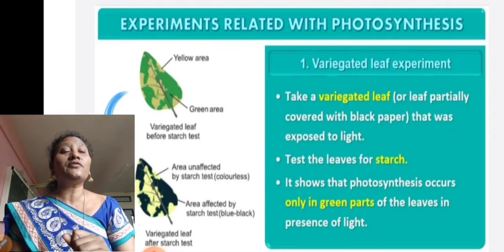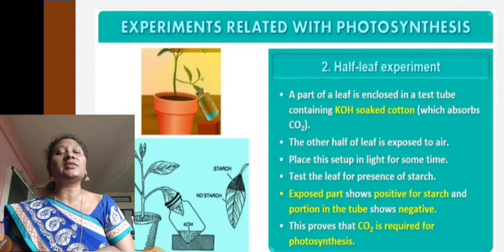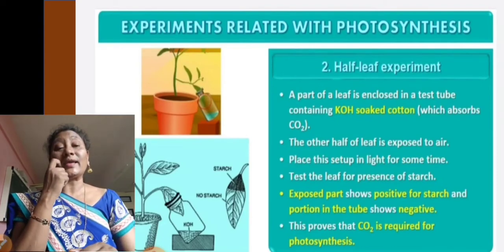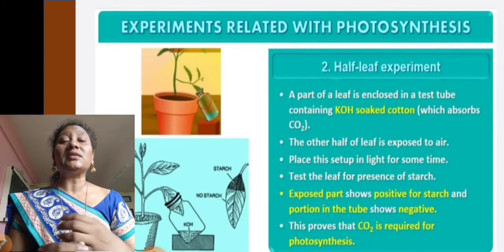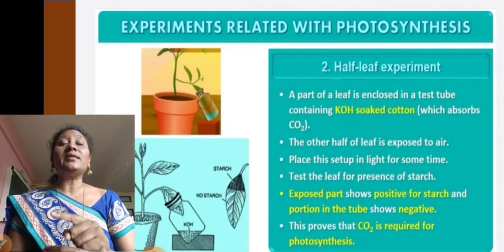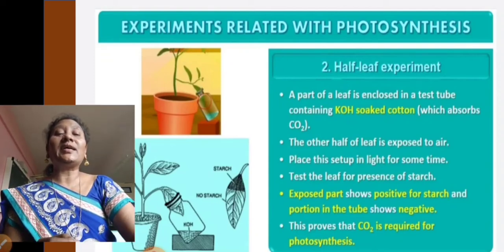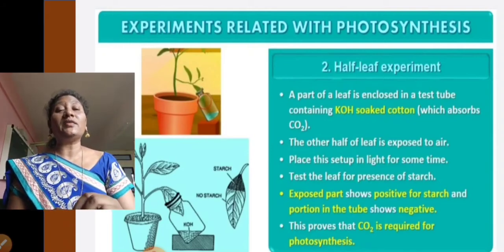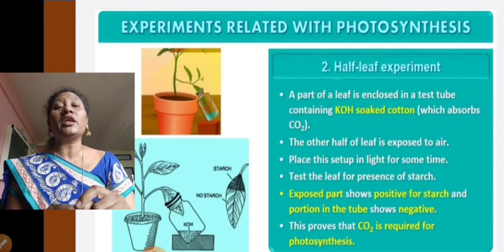So it shows photosynthesis occurs only in the green part of the leaf in the presence of light. How will we test for starch? When we add iodine solution on it, it turns blue-black in color. Where the part turns into blue-black color. In a variegated leaf, we will see white color and green color, no. When we pour iodine solution on the white part, we cannot find any change to blue-black color.